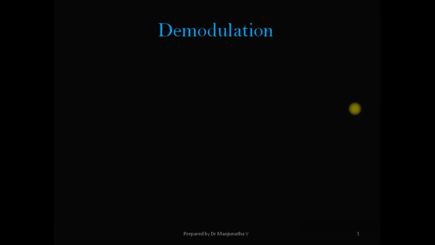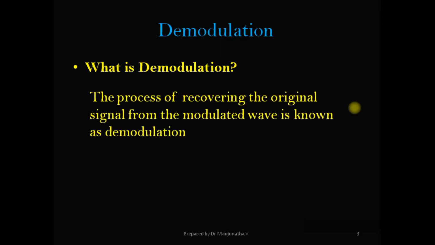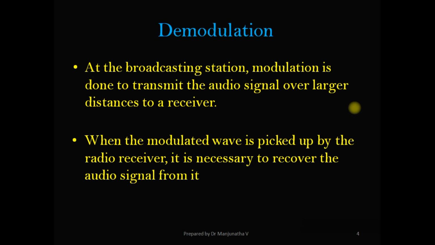Let's see what demodulation is. The process of recovering the original signal from the modulated wave is known as demodulation. At the broadcasting station, modulation is done to transmit the audio signal over longer distances to a receiver. When the modulated wave is picked up by the radio receiver, it is necessary to recover the audio signal from this.